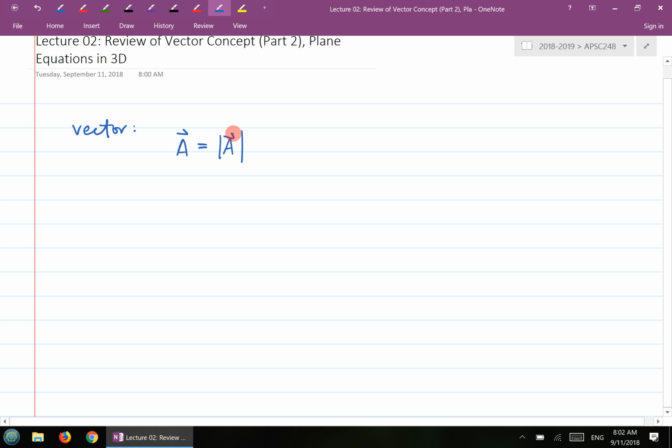Given a vector, you should remember a vector consists of two things. One is magnitude, the other is direction. So this one here is magnitude or length, and this one here is direction.